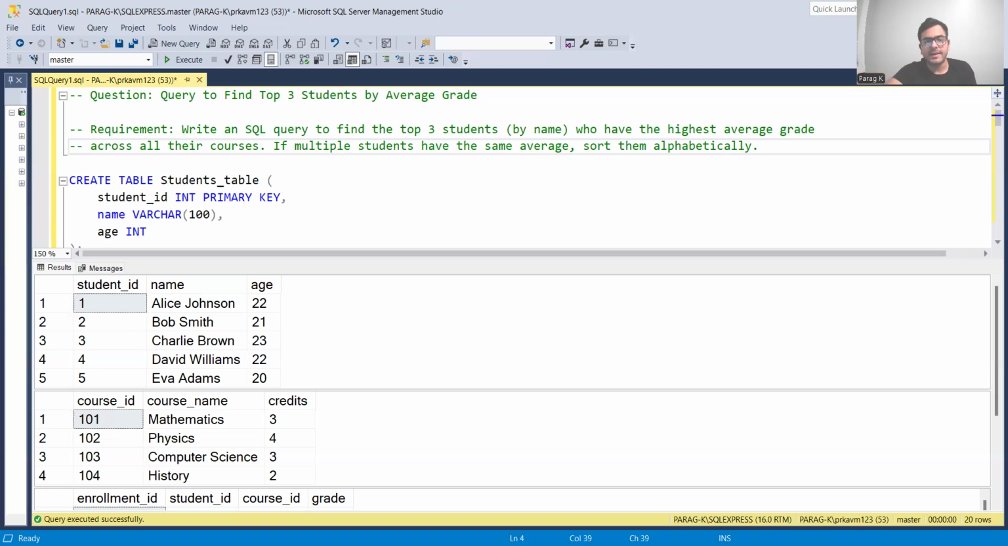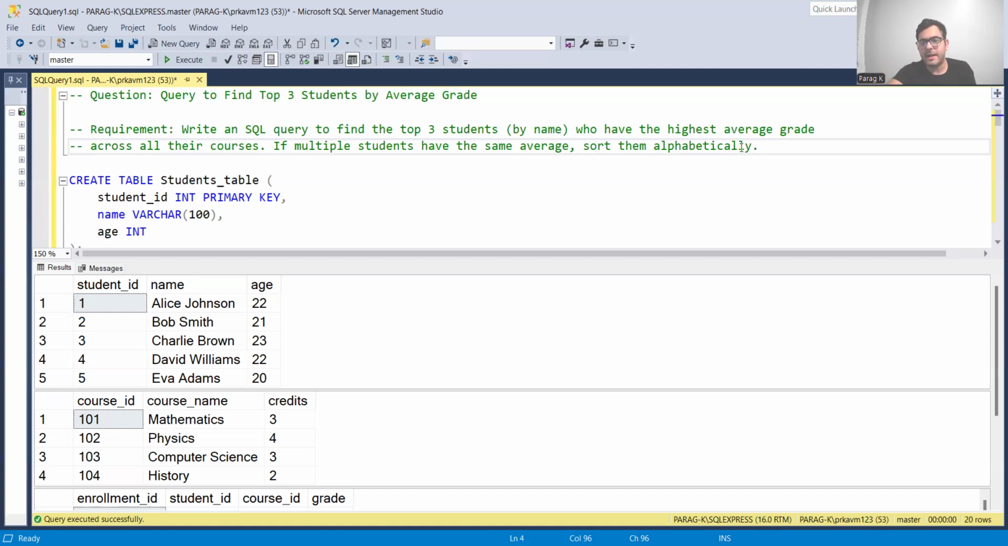So what do we know here? They want it by name. If, let's say, two students, Parag and Chirag, for example, have the same grade, 75 and 75, I want Chirag to be first because of the alphabetical order. I hope you have understood the question. They want a name, then the highest average grade, and then it ordered in a specific manner.